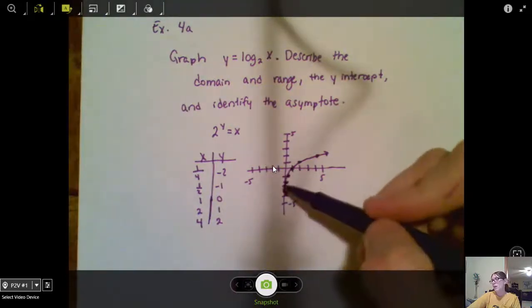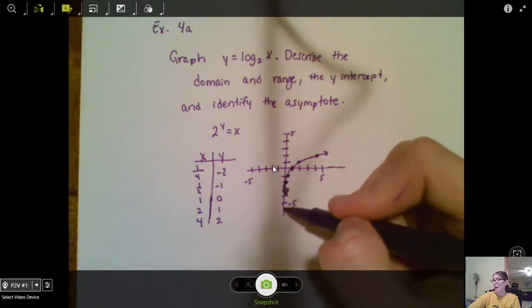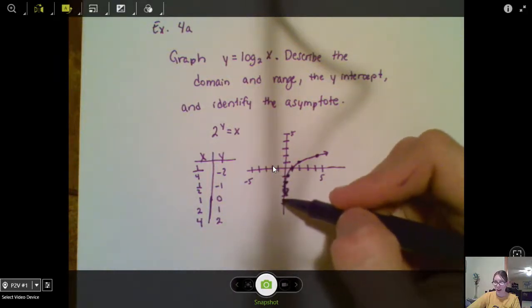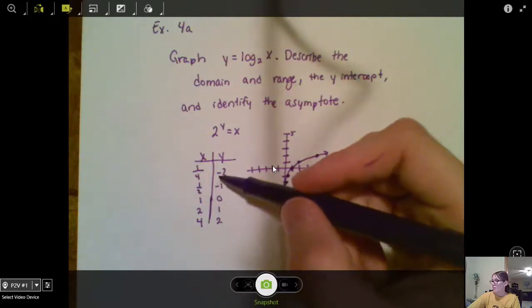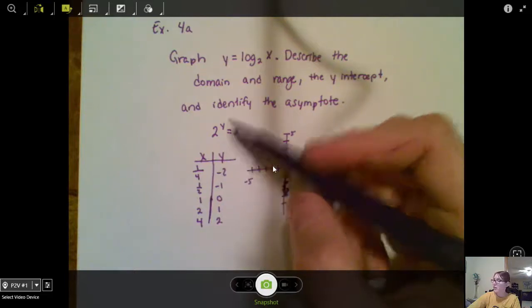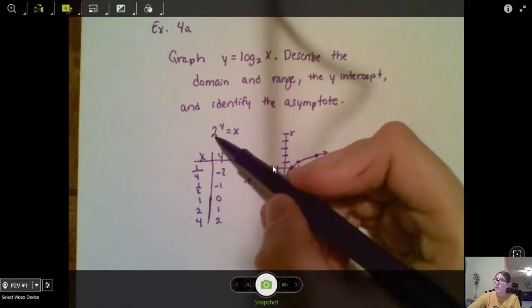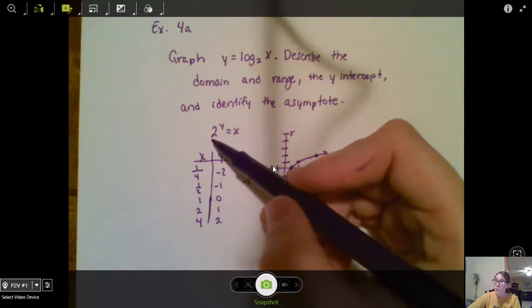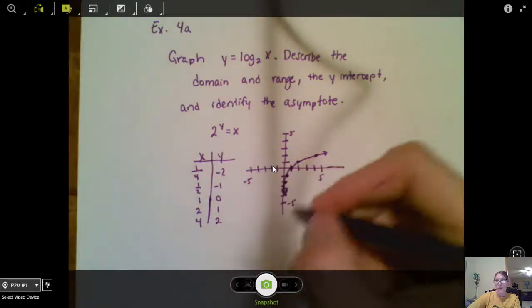And similar to our exponential functions again, we're going to get closer and closer to the y-axis, but we're never actually going to hit. Think about if I had -500 as a y value, for example. I'd have 1 over 2 to the 500th power, which is a really small number, but it's still more than 0. So I have that asymptote.